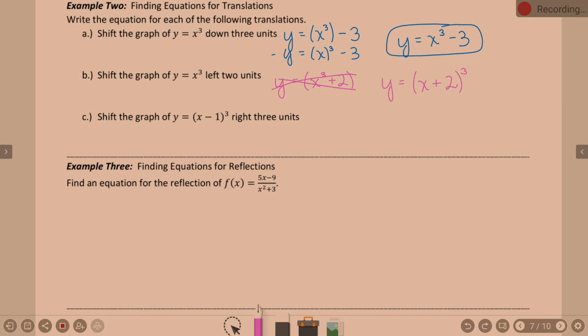Is there a difference here? Yes. You'll survive. Okay.